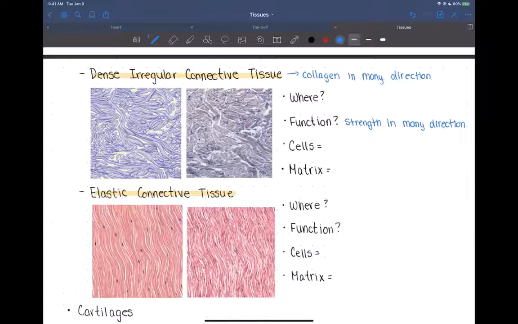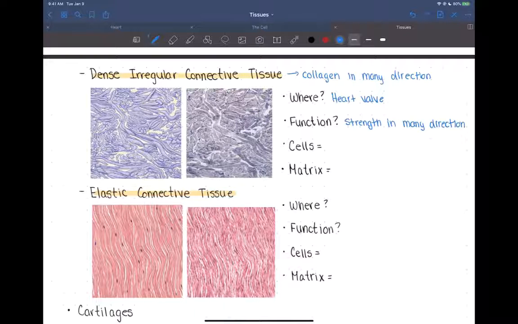One particular location of dense irregular tissue is going to be heart valves. If you think about heart valves, that makes a lot of sense, right? They're constantly opening and closing and withstanding the pressure of blood pushing on them in your heart. So they need to be really, really strong in many directions.